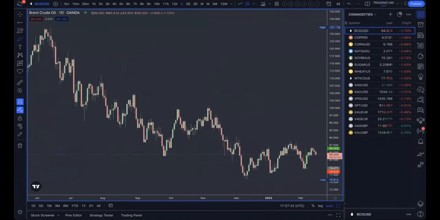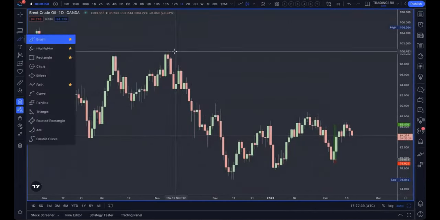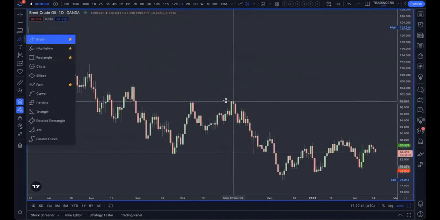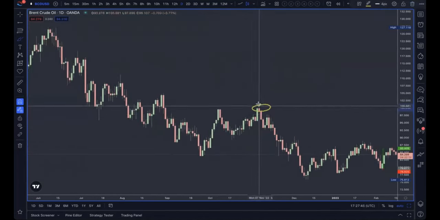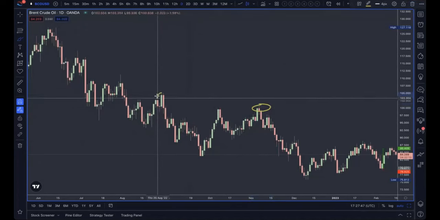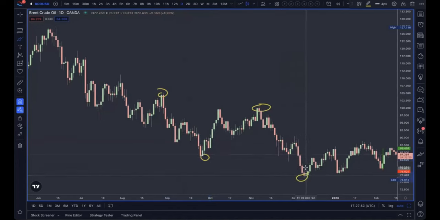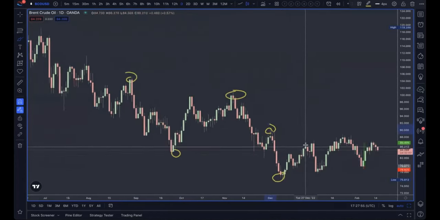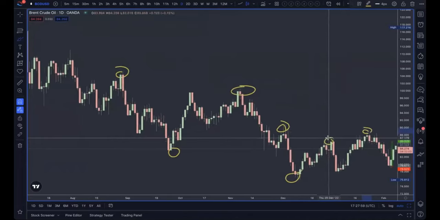So if I was looking to trade oil, first of all, I'm looking at obvious swings, obvious highs and obvious lows. That's an obvious swing. There's an obvious swing. There's an obvious low. The most obvious ones there, probably that swing that led to that low swing there. Maybe that one as well.